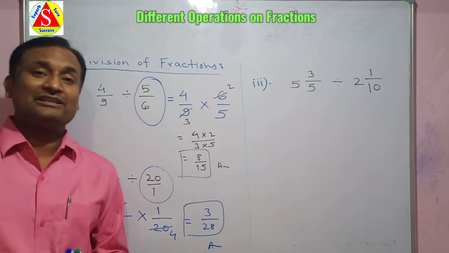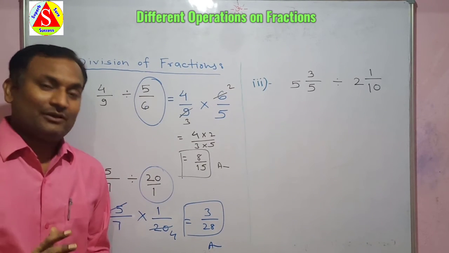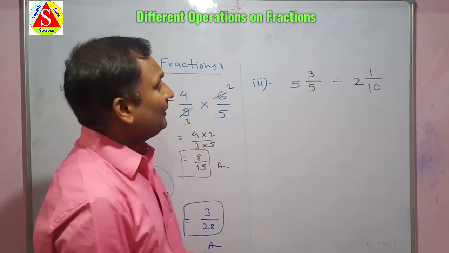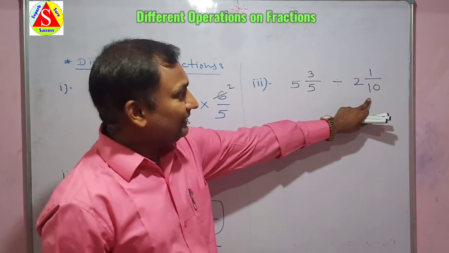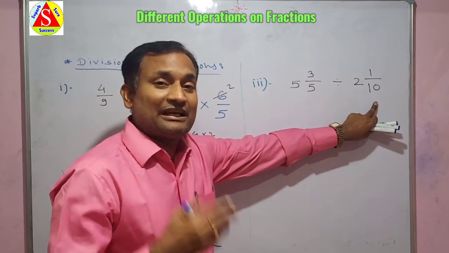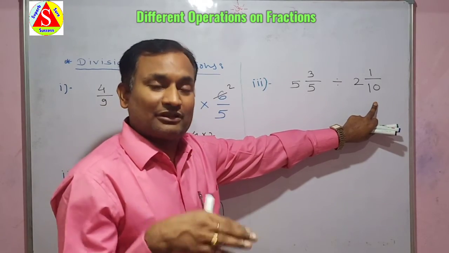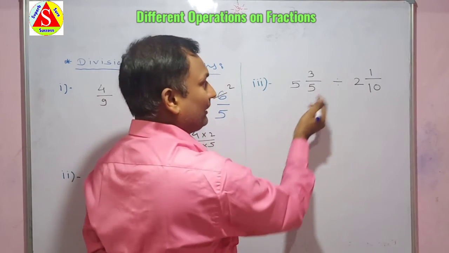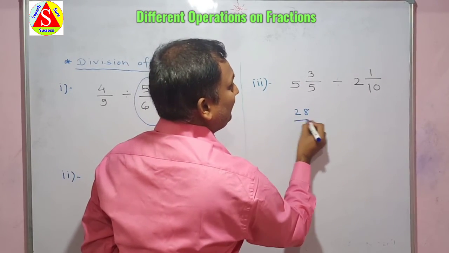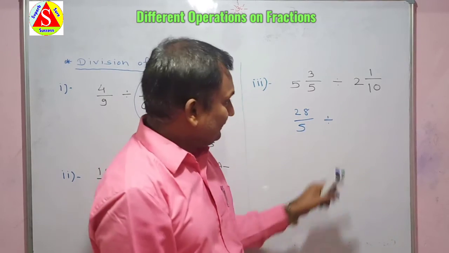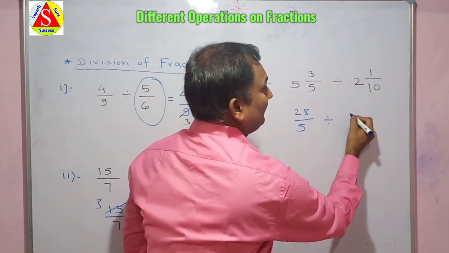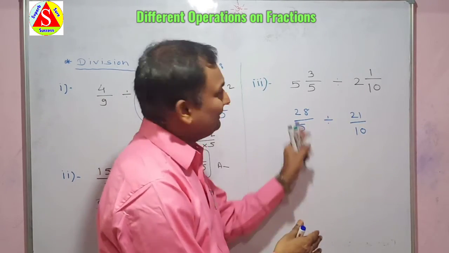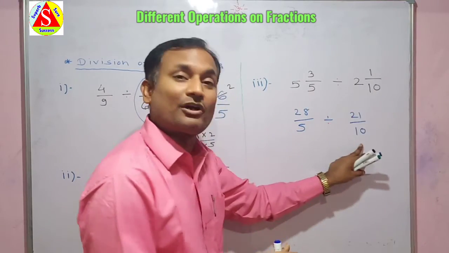I hope, dear students, it will be clear to you. Now let's solve the last question of the division. You can see here both terms are given in mixed fraction form. So first of all, convert them into improper fraction form. So 5 5s are 25 plus 3, we will have 28/5. Then it is divided by 2 into 10, 20 plus 1, 21/10. So we have converted the mixed fractions into improper fractions.